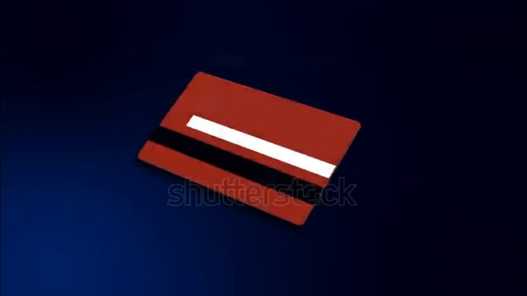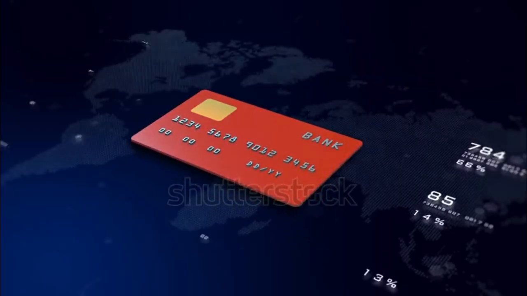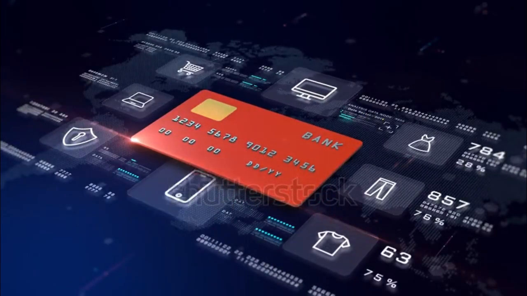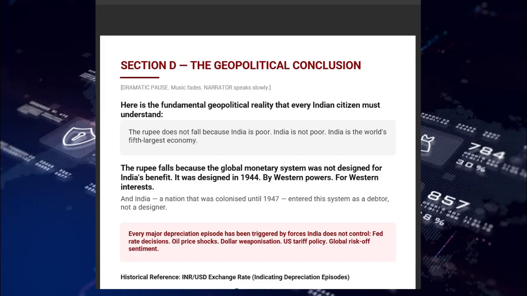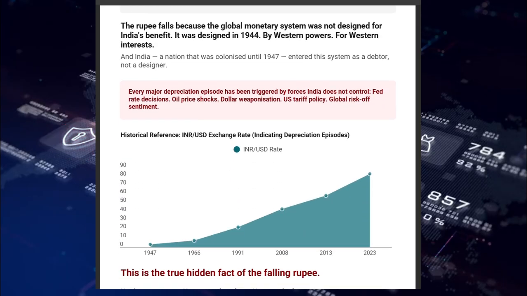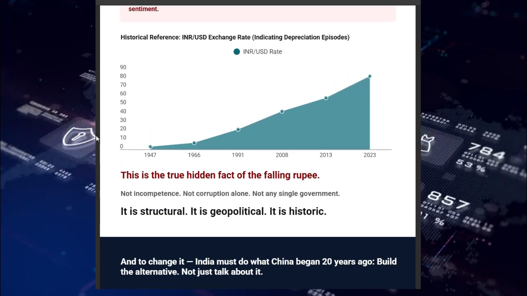Section D, the geopolitical conclusion. Here is the fundamental geopolitical reality that every Indian citizen must understand. The rupee does not fall because India is poor. India is not poor. India is the world's fifth largest economy.